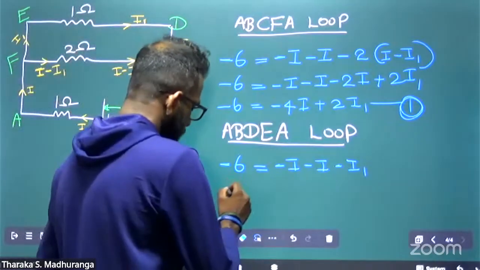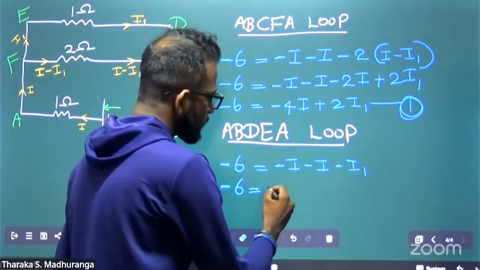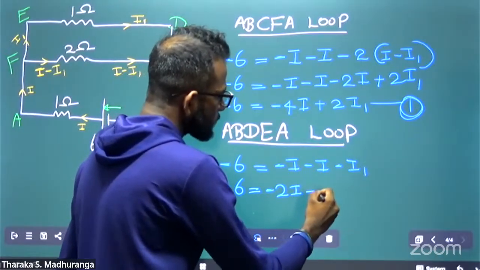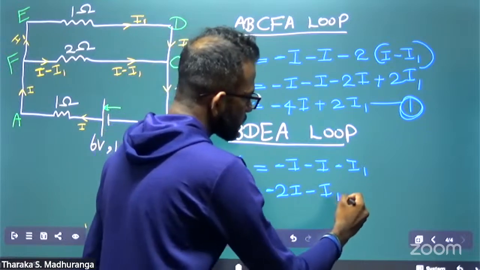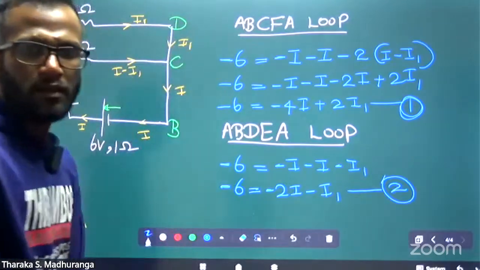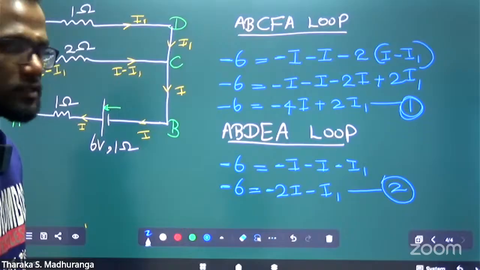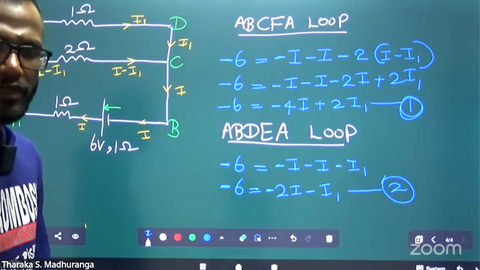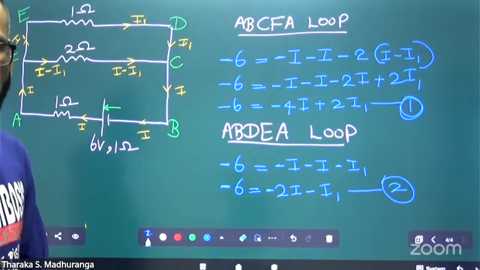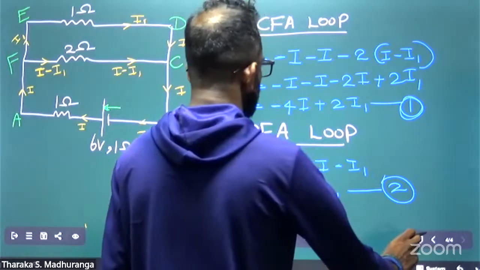Then -6 equals minus 2I minus I1. This is my second equation. Now you have two equations. You can get the answer by solving these two simultaneous equations. Okay, I will go to the next page.